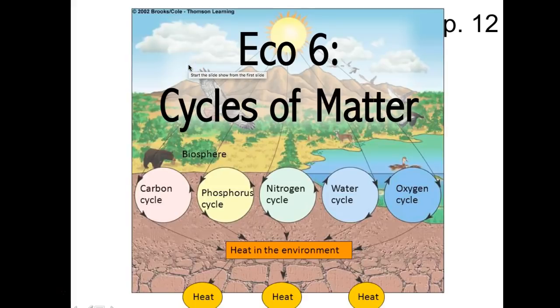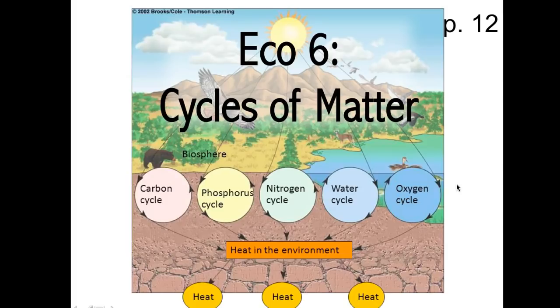These are your Eco 6 Cycles of Matter notes. This is just part 1 on page 12 in your Ecosystems Lab notebook. We are going to be talking about how different elements, or sometimes compounds, cycle through the environment. So in this set of notes, we're talking about the carbon cycle and the oxygen cycle, but all of these listed here are examples of biogeochemical cycles.